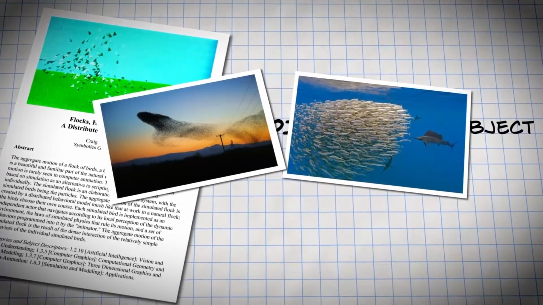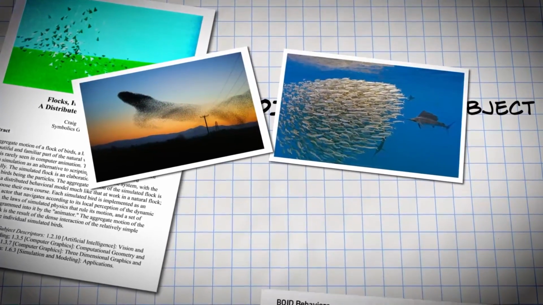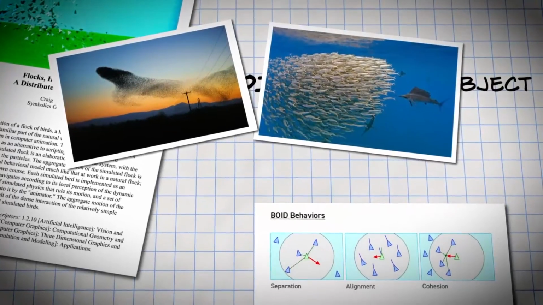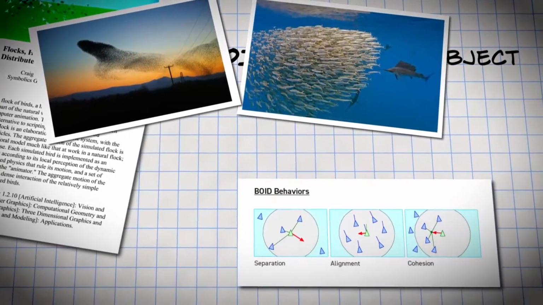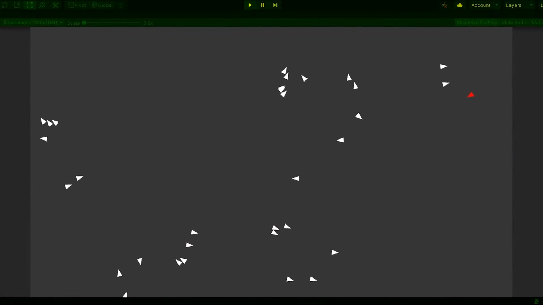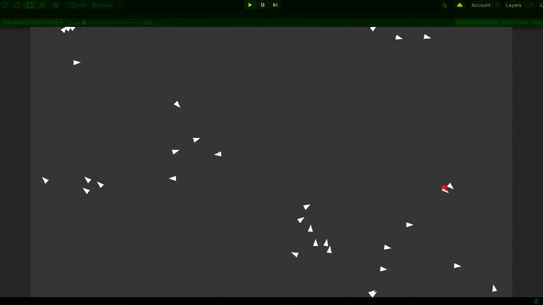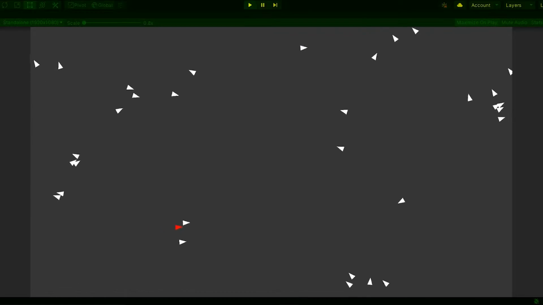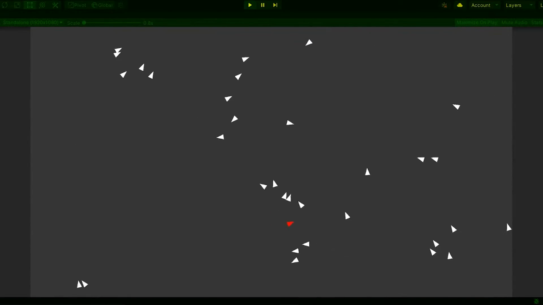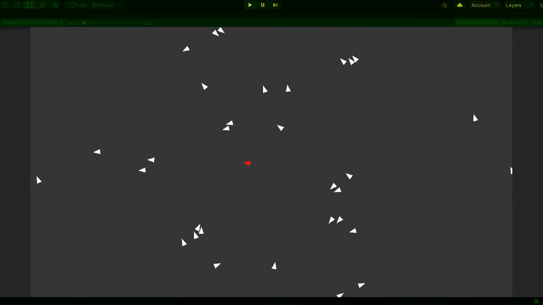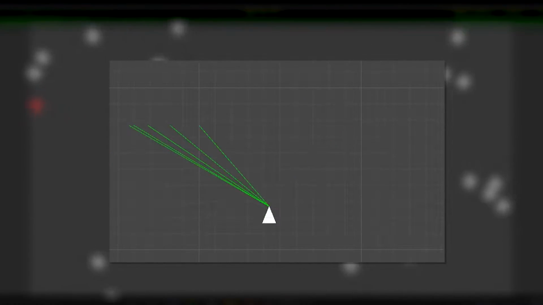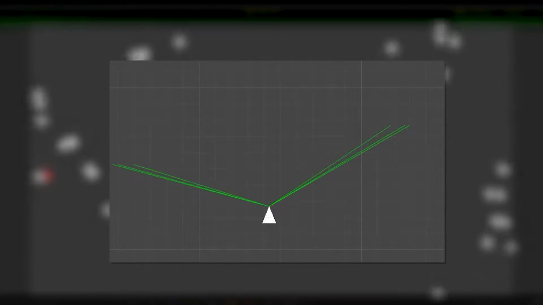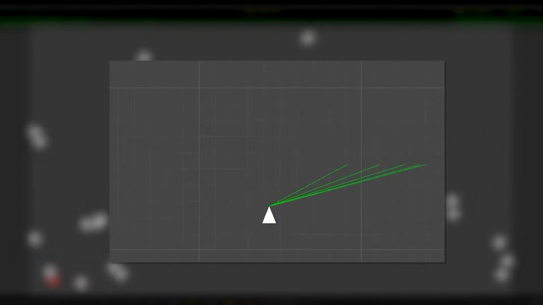The basic BOID model is made up of three behaviours, commonly referred to as separation, alignment, and cohesion. I started with the separation behaviour, which stops the BOIDs, which are represented by these triangles, from bumping into each other. I've highlighted one in red so it's easier to follow what they are doing. Each BOID sends out a raycast to make sure the path ahead is clear. If it's not, then it will send out raycasts at increasing angles to find a clear path.